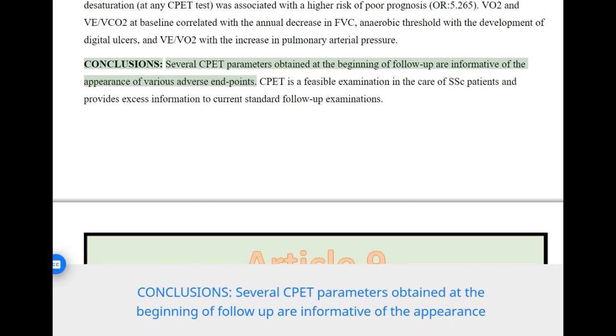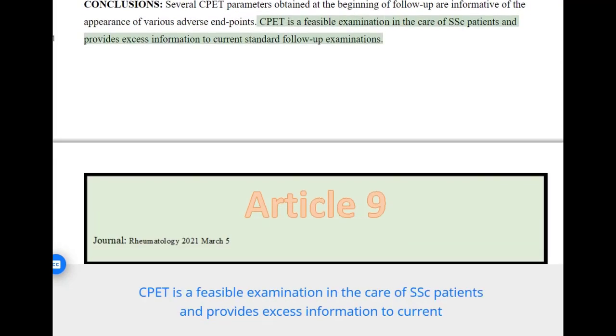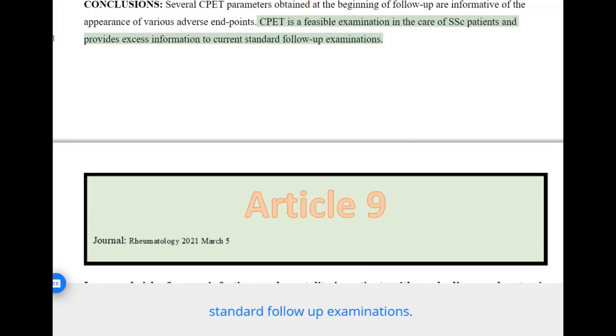Conclusions: several CPET parameters obtained at the beginning of follow-up are informative of the appearance of various adverse endpoints. CPET is a feasible examination in the care of SSC patients and provides excess information to current standard follow-up examinations.